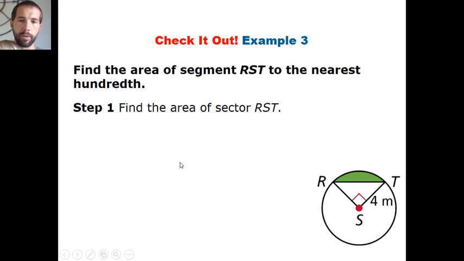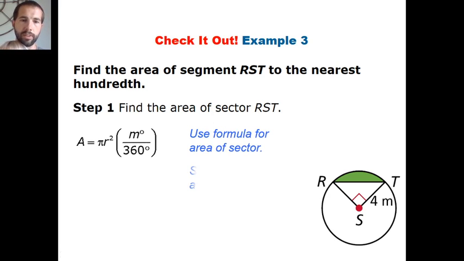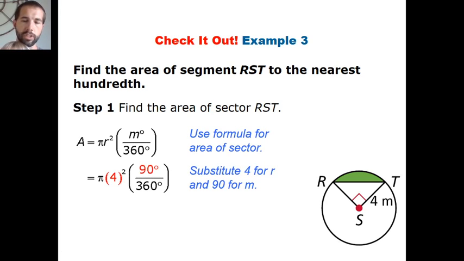So let's look at one example. First we find the area of the sector. So we look at this circle here. We have a radius of 4 meters, and then we have a central angle of 90, so it's going to be pi times 4 squared times 90 divided by 360. So it's just like what we previously did. And then we'll get 4 pi. So the area of the entire sector is 4 pi meters squared.